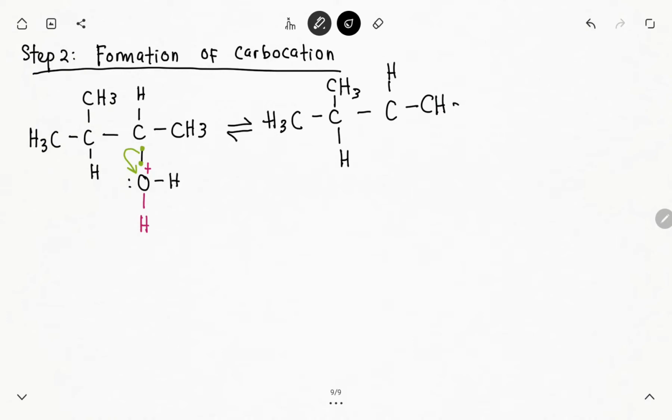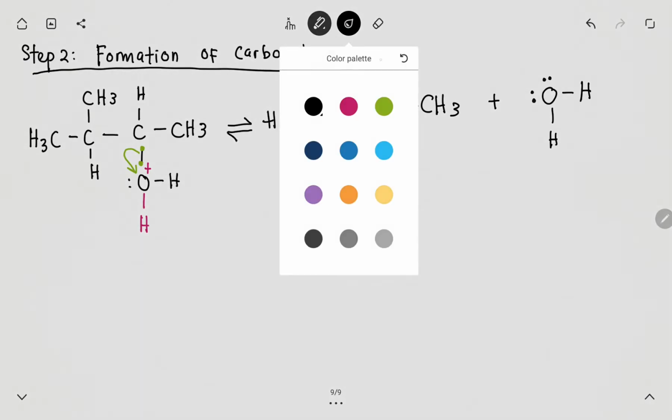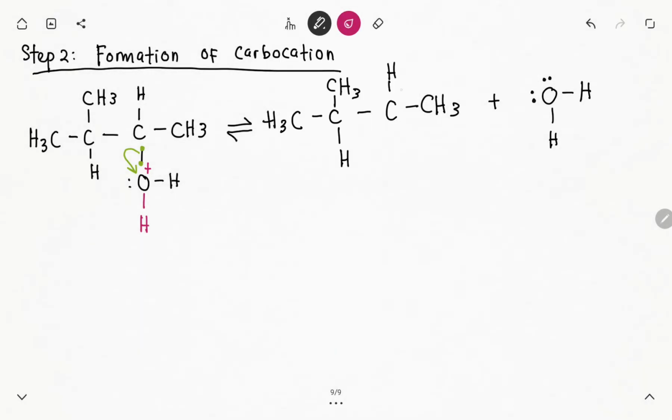So the differences occur at this area. The bonding between carbon and oxygen breaks. So the product side is H2O, which means water is formed, meaning the elimination of water occurs. But at the same time, this carbon is electron deficient, so it will become positively charged.